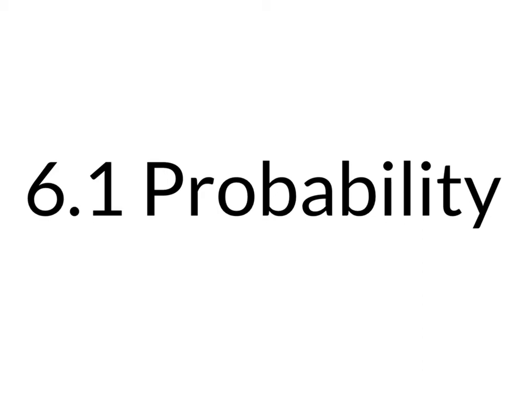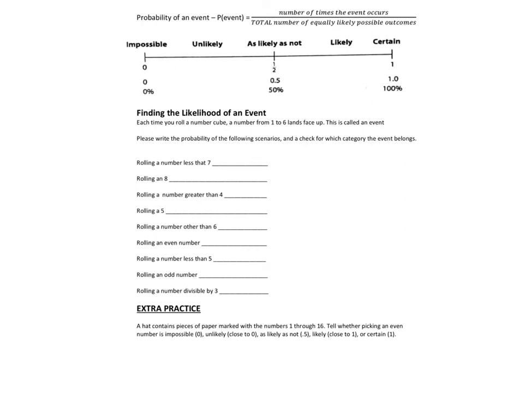Today we're going to talk about probability. At the top we can see that the probability of an event, or P parentheses event, equals a fraction that says number of times the event occurs over the total number of equally likely possible outcomes. So the amount of times that something happens over the amount of options that it could actually happen.